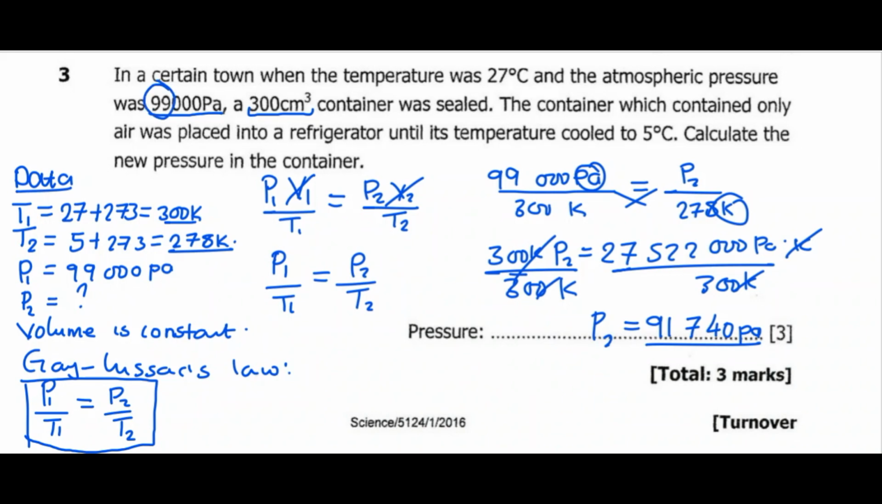We can see that the pressure also decreased, because the first pressure was 99,000, but the second pressure was 91,740, as temperature also decreased. The first temperature is 300, the second temperature is 278. So we can see that the temperature decreased, and so did the pressure. Therefore, we have the relationship of directly proportional.